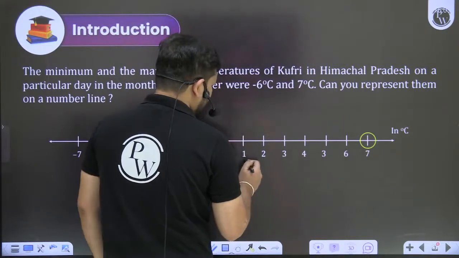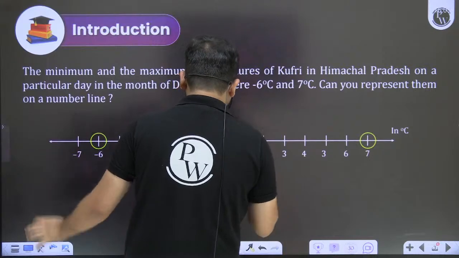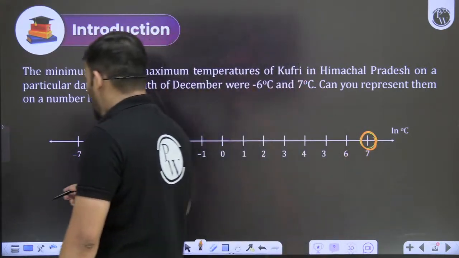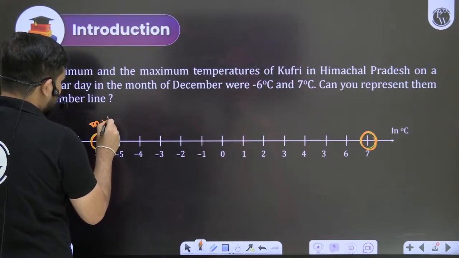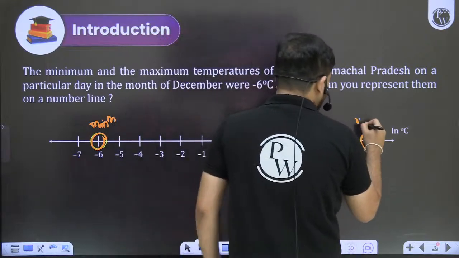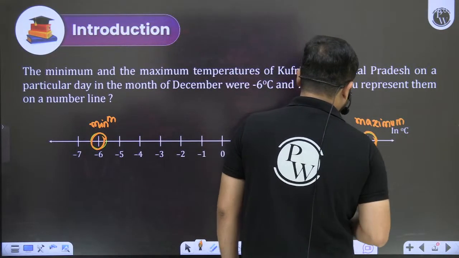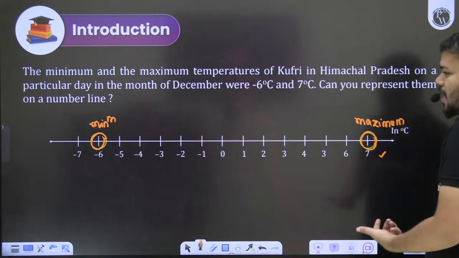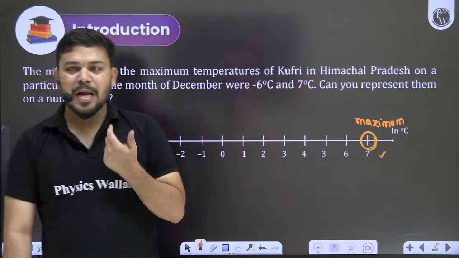So 0 and 1, 2, 3, from here positive numbers will be there, and from here negative numbers will be there. I want to represent 7, and there will be -6. This is the minimum temperature in a day. This is what we use in day-to-day life, right? And the maximum temperature on the day will be 7 degrees Celsius. These numbers are representing degrees in Celsius.